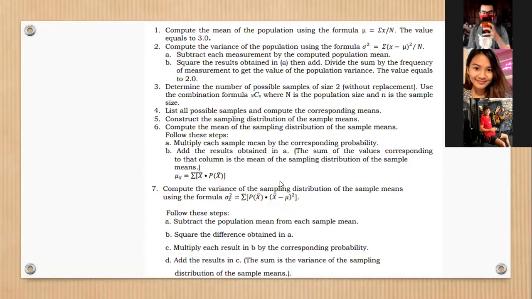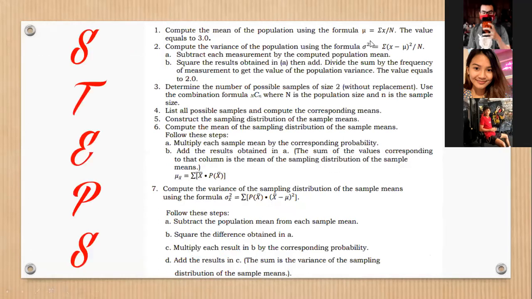Okay? So these are actually the steps. Yan. So, again, yung unang step, we need to compute for the mean of the population, then compute the population variance, then determine the possible sample size by using the formula n taken n, then list all the possible samples, compute for the mean, and then compute the mean of the sampling distribution of the sample means, yung ginawa natin na pinahaba na yung table, and then compute for the variance. Ayan. So yun lang po yung mga steps na dapat ninyong tandaan on how to find the mean and the variance of the sampling distribution of the sample means.